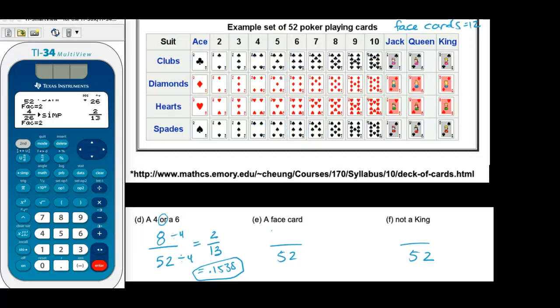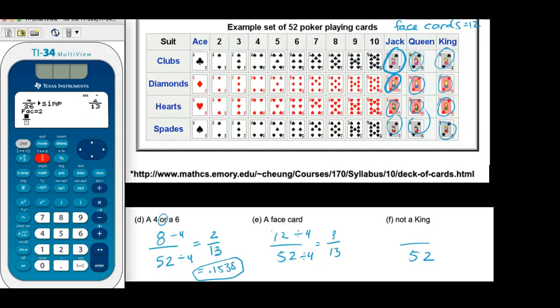For E, we're going to look for all of the face cards. And so those are cards that have faces on them. So all the jacks, queens, and kings. So 1, 2, 3, 4, 5, 6, 7, 8, 9, 10, 11, 12. So there are 12 face cards in the deck. And we can reduce that by dividing by a common factor of 4. And that gives us 3 over 13.